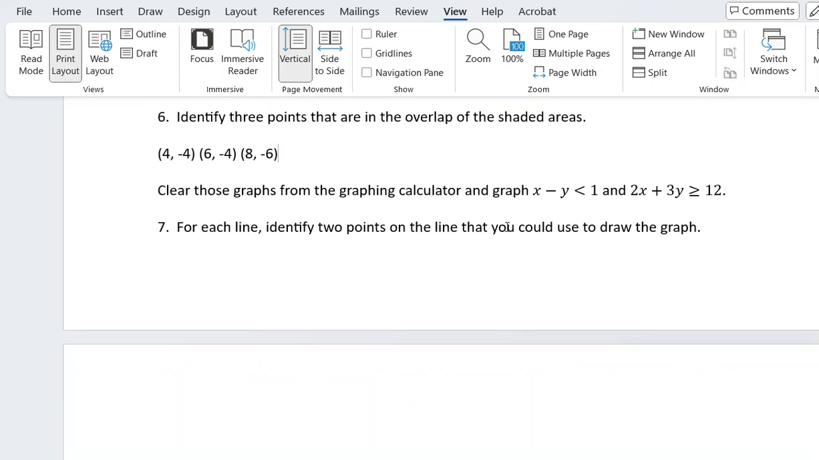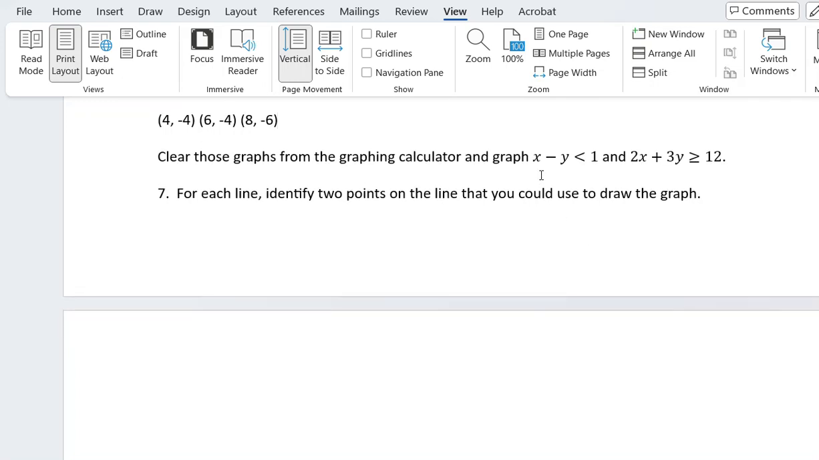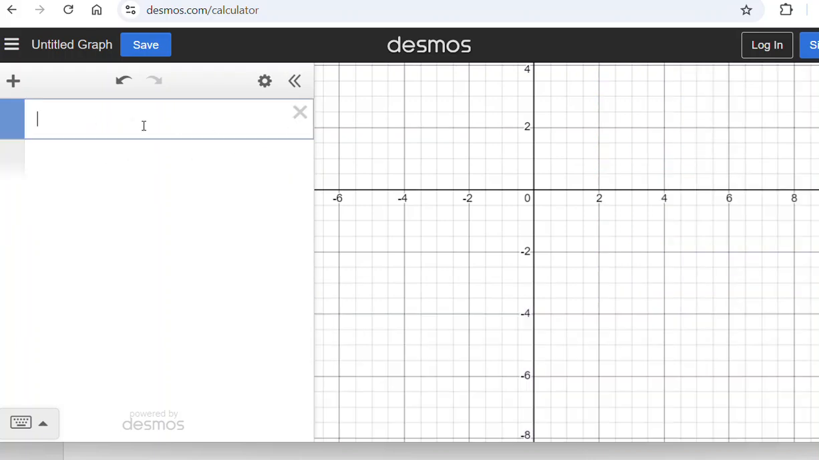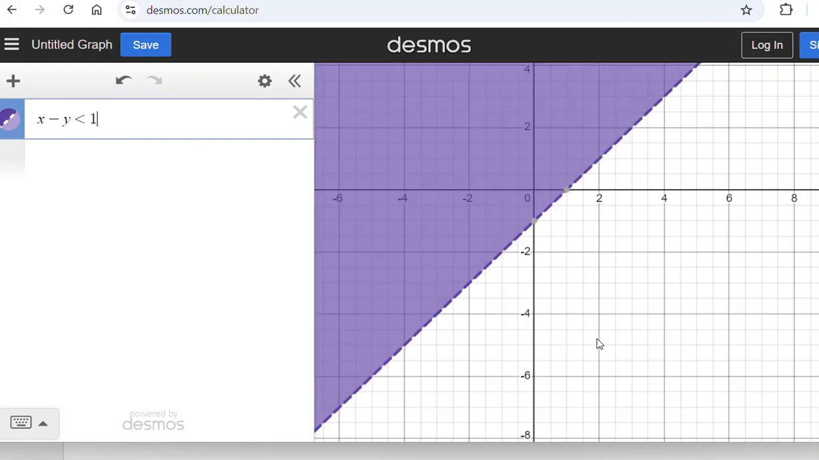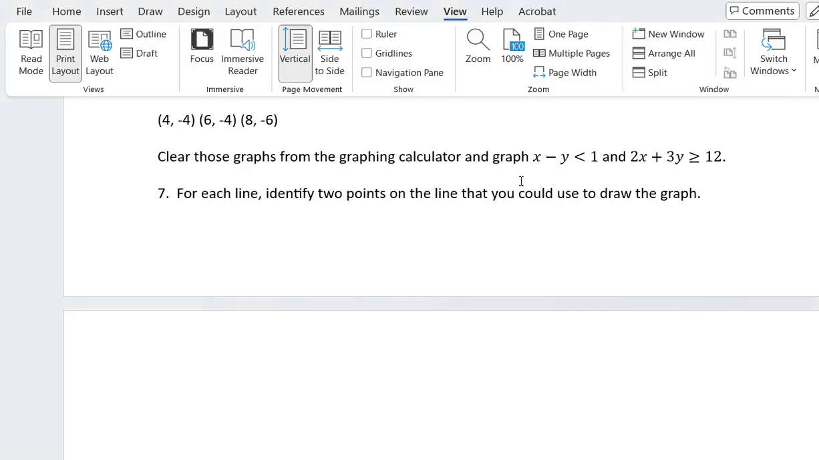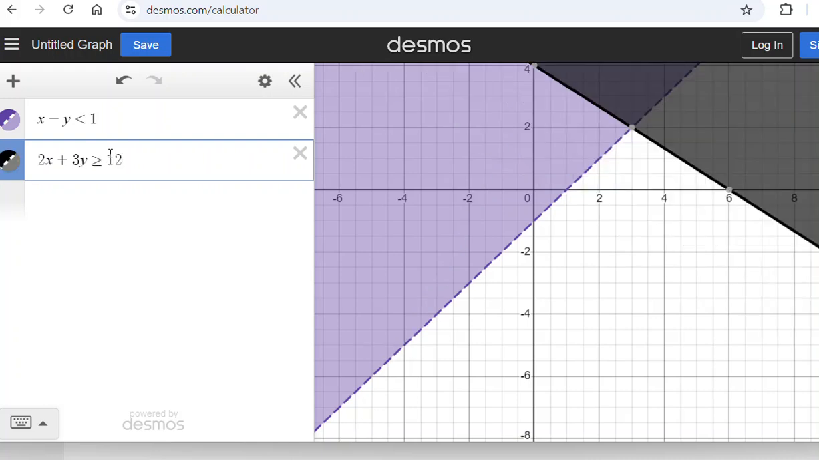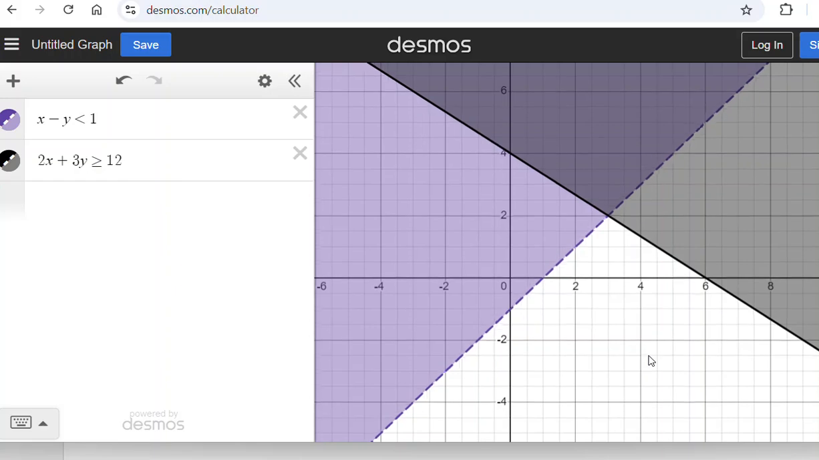So now we're going to clear those graphs and graph some different equations. x minus y is less than 1 is going to be the first one. And then my second equation is 2x plus 3y greater than or equal to 12. So here's my graph.